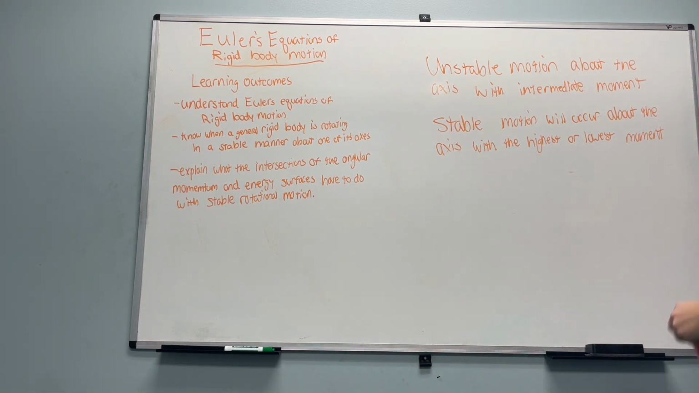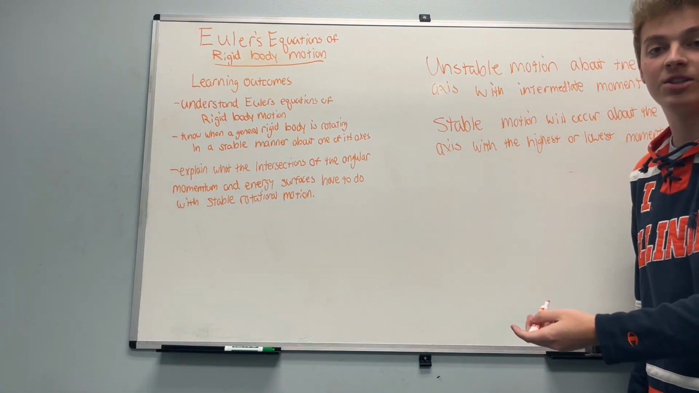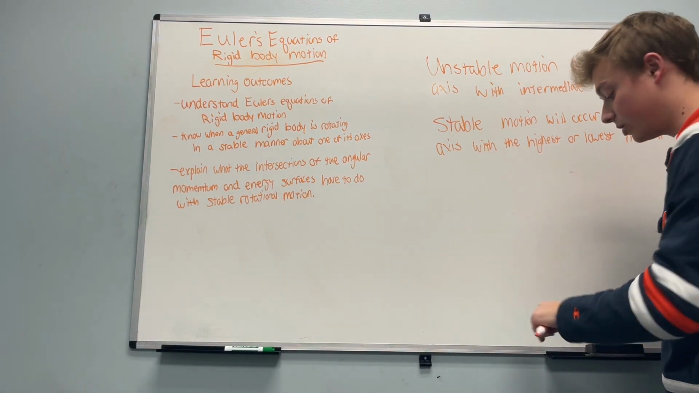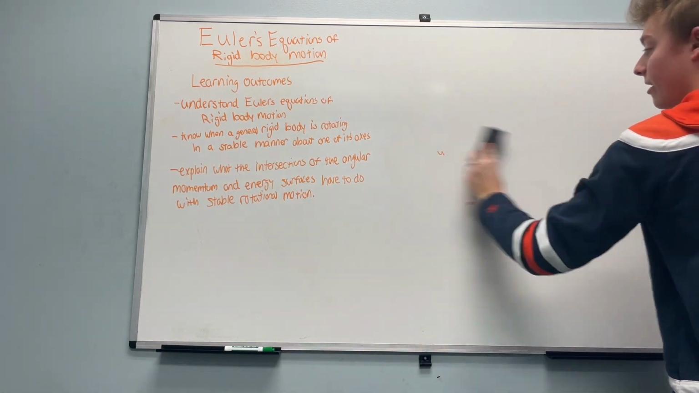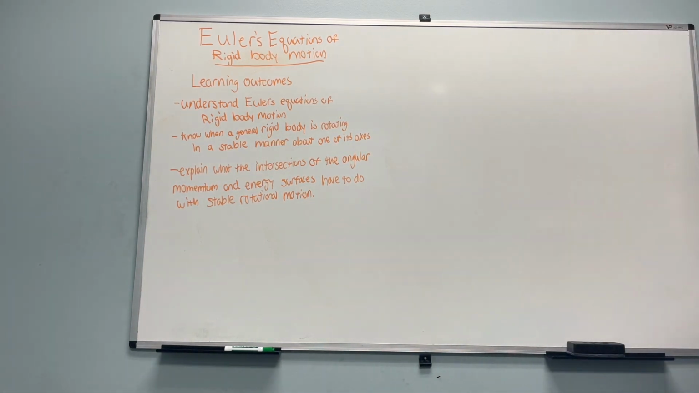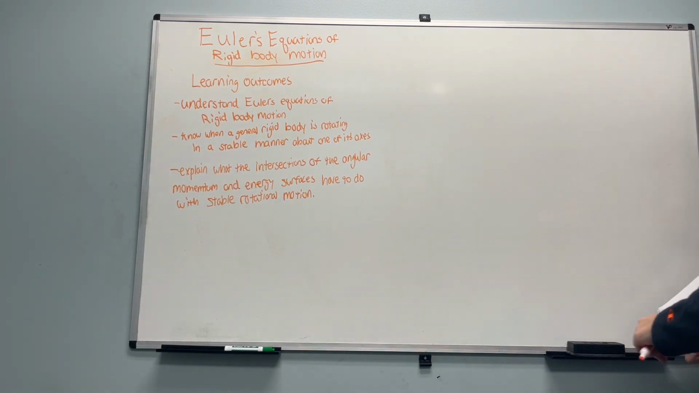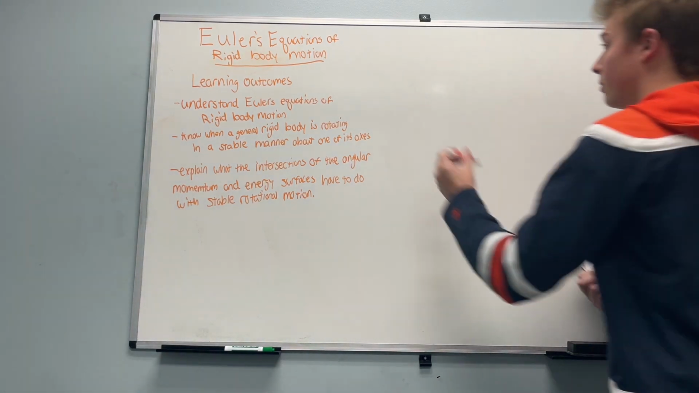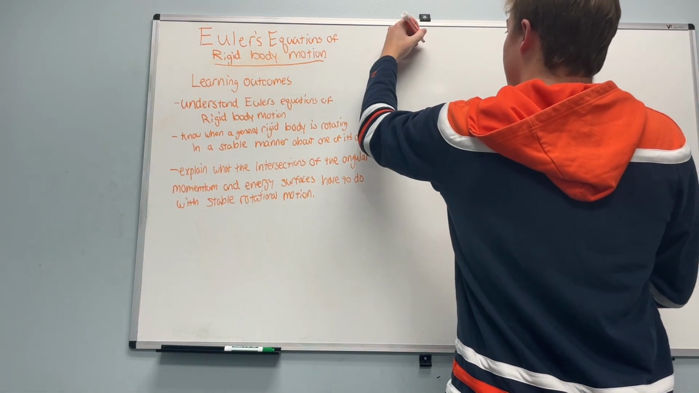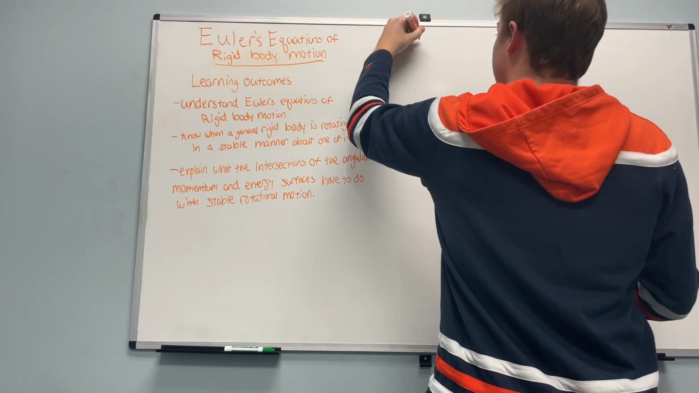And a visual representation of this relationship can be seen in the video that is linked right below this video. And now, for our last part, we will explain the relationship between the energy ellipsoid and angular momentum and see how that will affect stable rotational motion.